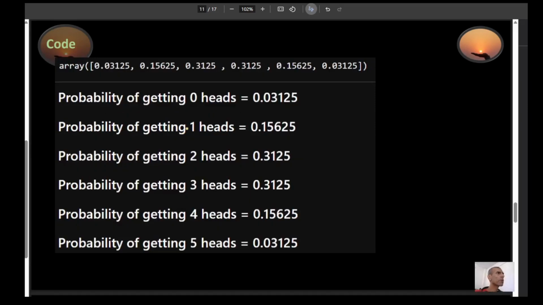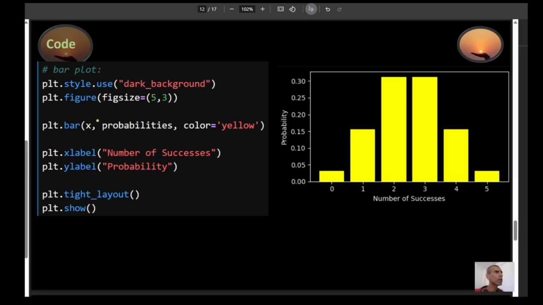So what do these numbers mean? Well, the first one means the probability of getting 0 heads, that would be 0.03125. The second one is the probability of getting 1 head. This one is the probability of getting 2 heads. This is the probability of getting 3 heads, 4 heads, and 5 heads. That's what this means.